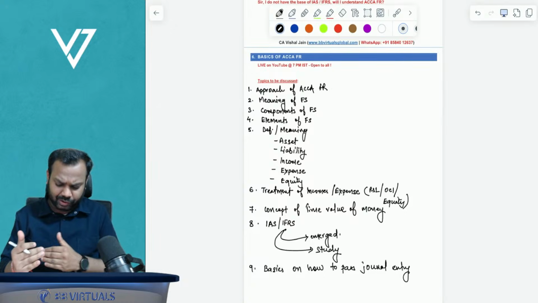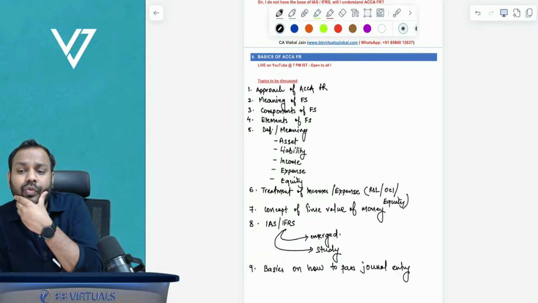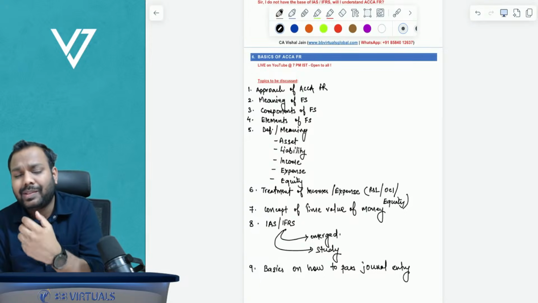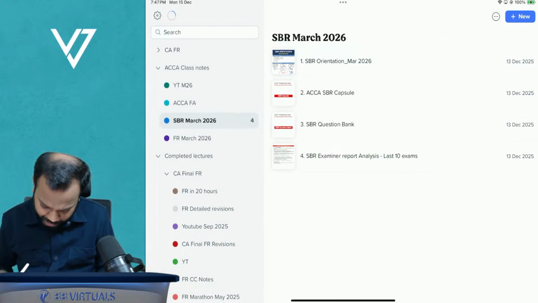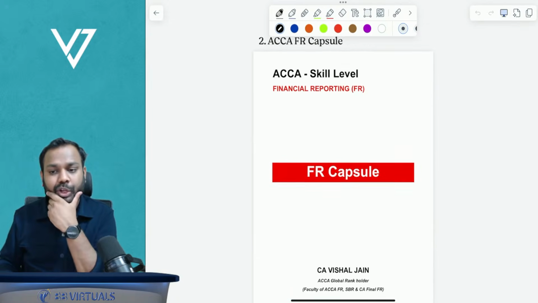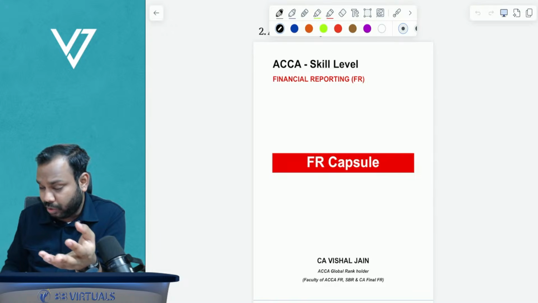Now, I believe I've discussed fairly from an FR perspective. Now coming to, sir, how exactly will you be structuring your classes? Definitely, we will discuss all the concepts in depth from our FR capsule. Where exactly is it? Here it is. See this FR capsule book. You will get a hard copy of this book on enrollment.